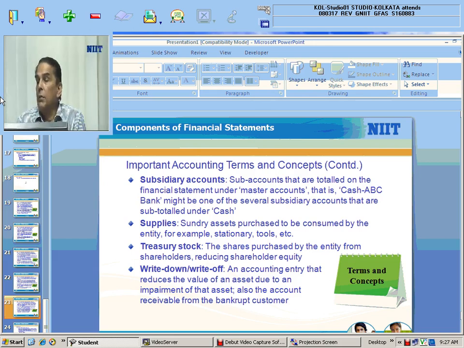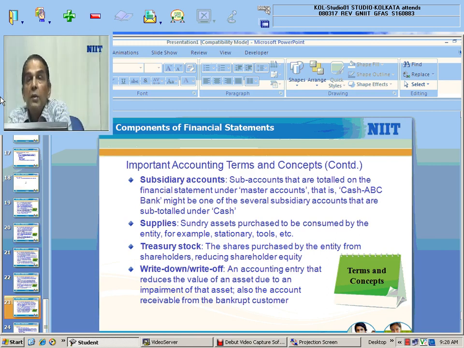Then we come to what we call subsidiary accounts. Subsidiary accounts are totaled on the financial statement under the master account. So a master account will have several subsidiary accounts. For example, cash. Cash is a master account. Cash means cash and bank balance. Cash means physical cash kept in the business, held in the business, and also balances in current accounts in various banks.